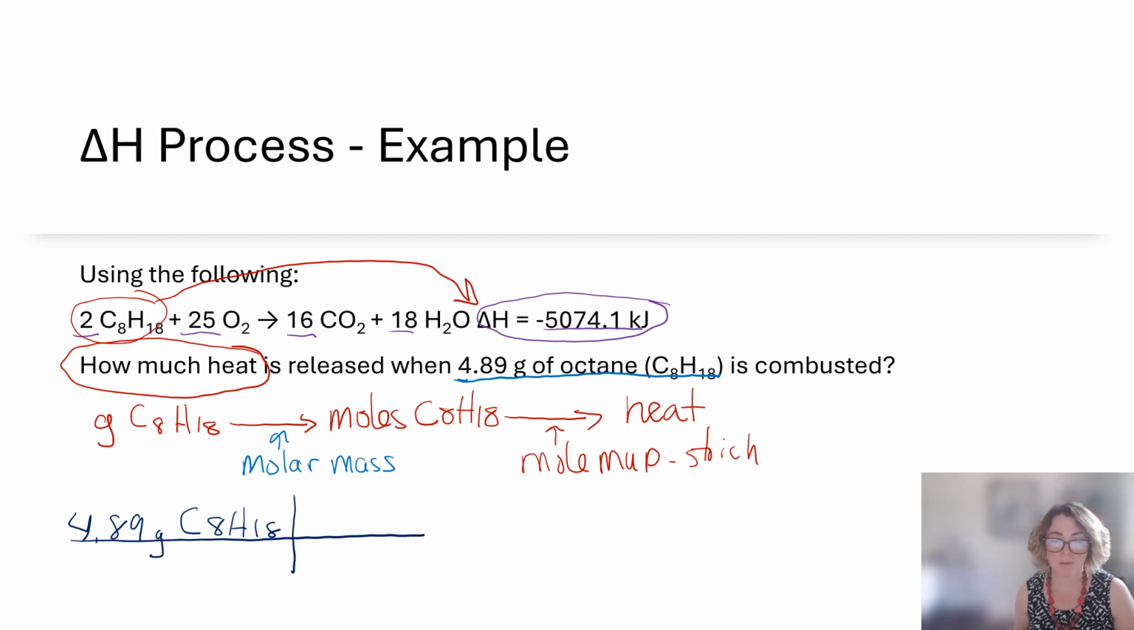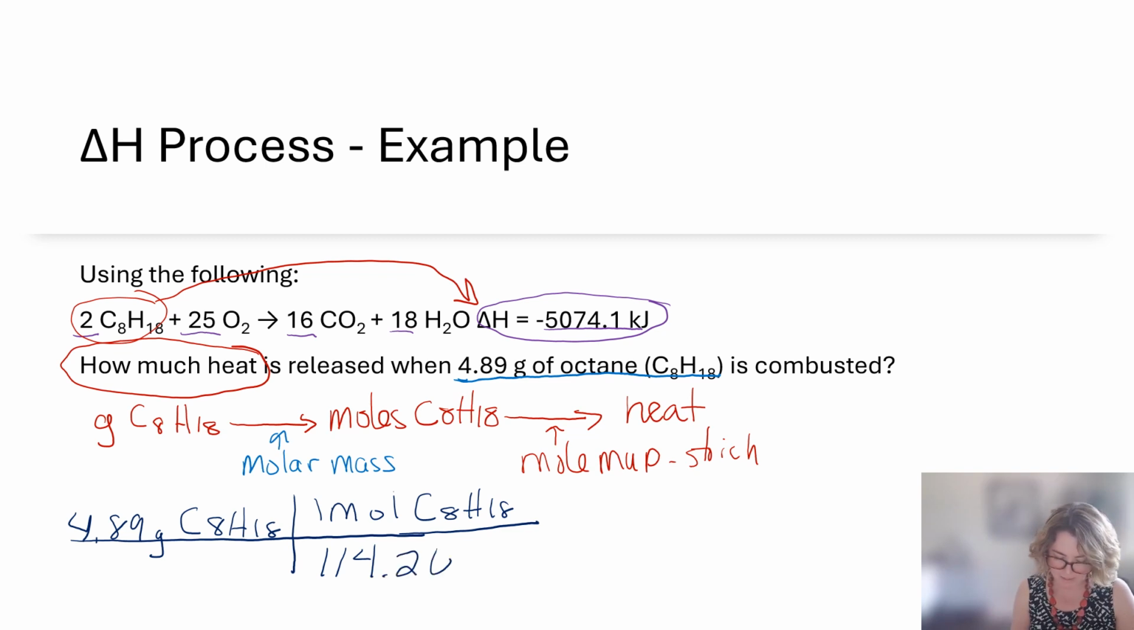I'm going to use my molar mass, and I'm going to set this up in a way so that my grams will cancel. So I know I need to have 1 mole of octane in the numerator. And I'm going to put the molar mass on the bottom. And then remember, you find the molar mass by adding up the masses of 8 carbons and 18 hydrogens.